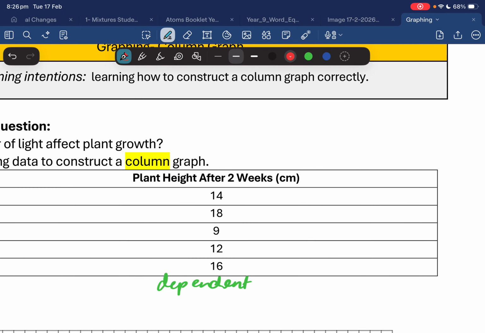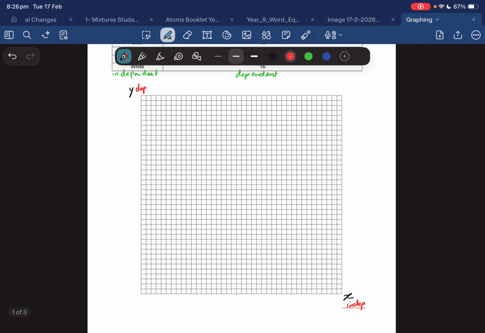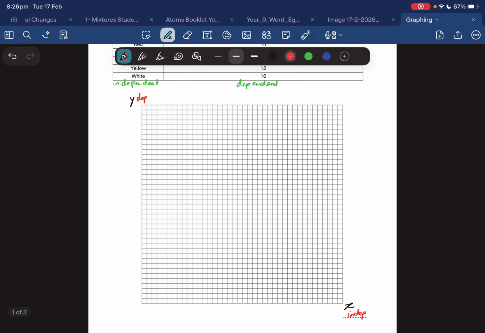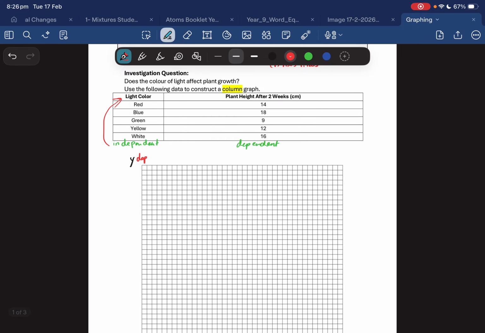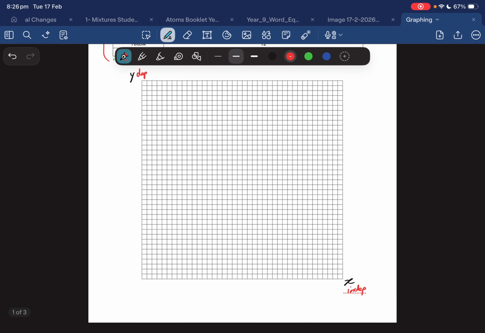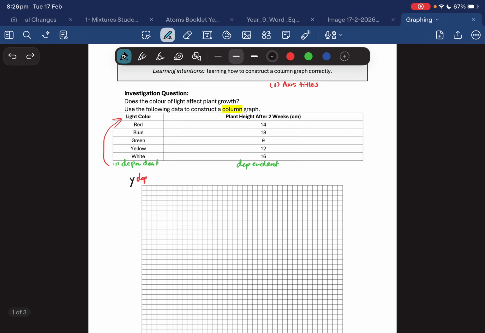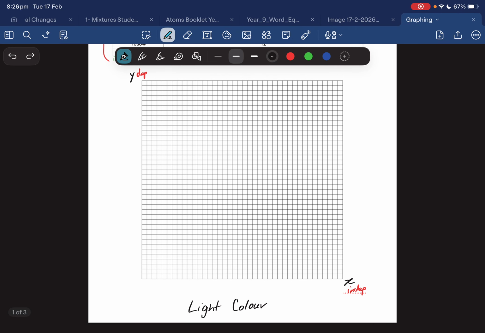So the first thing I did is I looked at my axis titles. What does that mean? Basically, independent. We identified light color to be independent. So why don't I just write it down here? I'm going to write right here, light color. So that this whole axis right here represents light color. And the other one left over was plant height. You can write the whole thing. So plant height.